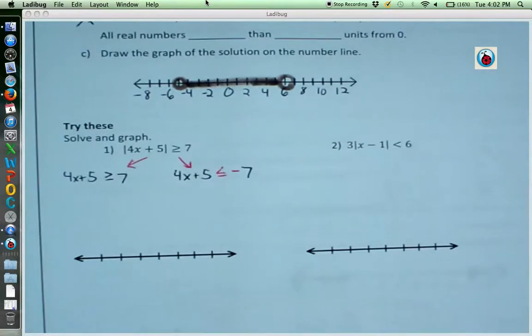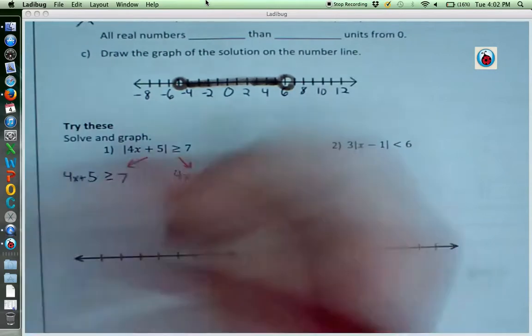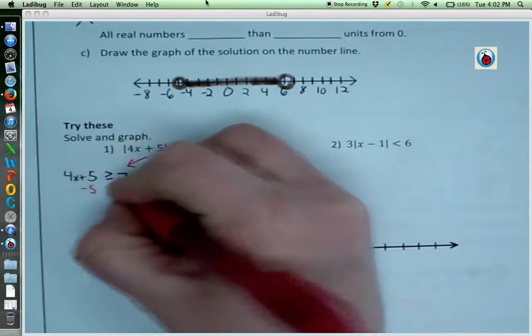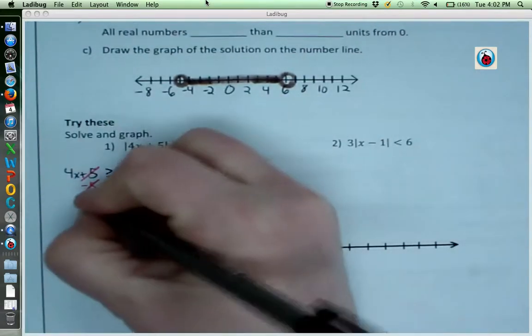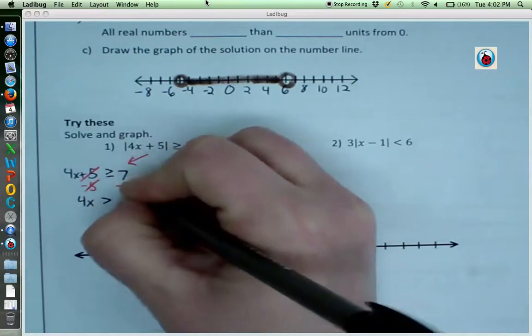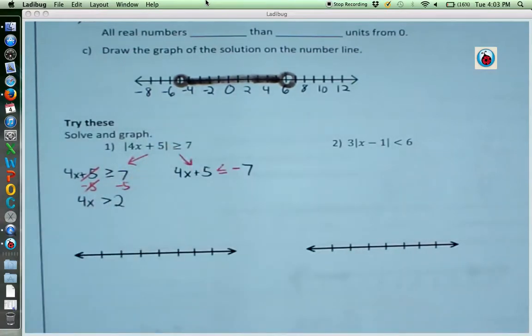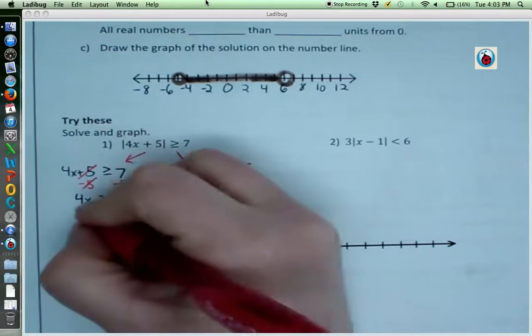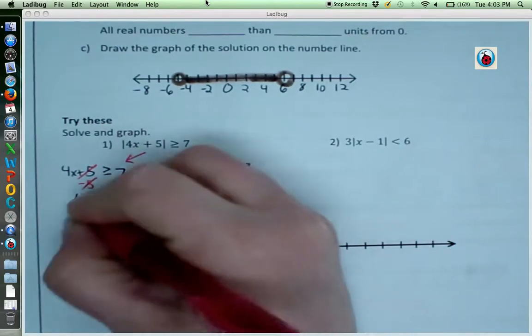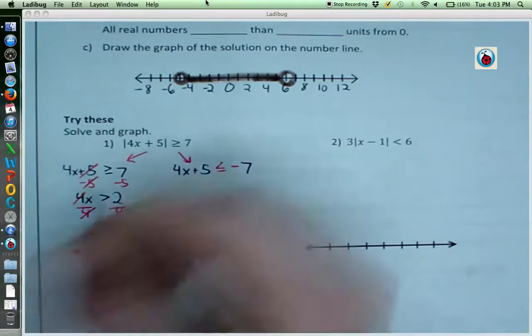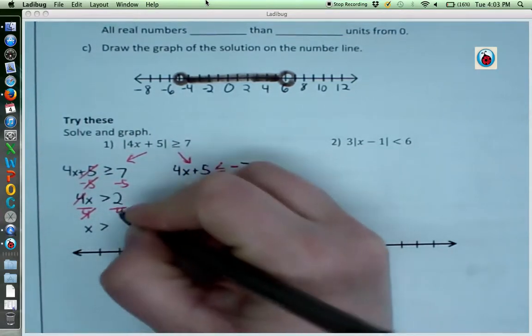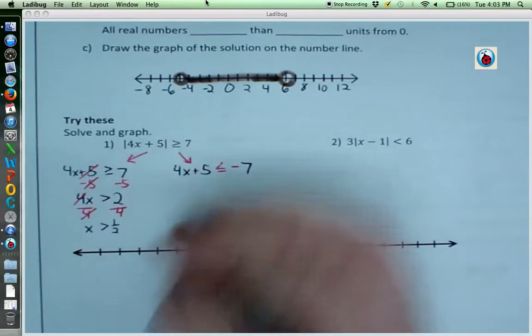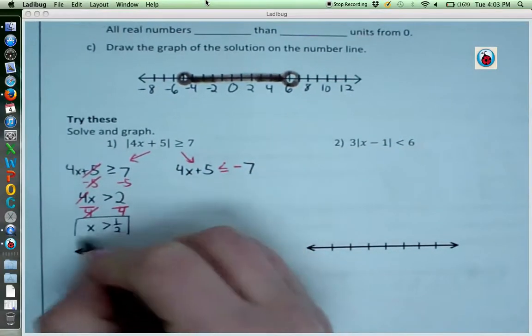And I'm going to solve each of these separately. I'm going to start by subtracting 5 from each side. I end up with 4x is greater than 2. I'm going to get x by itself by dividing by 4. 4 doesn't really go into 2, so I'm going to have a fraction answer, 2 over 4, which simplifies to 1/2. So part of my answer is all the numbers that are greater than 1/2.